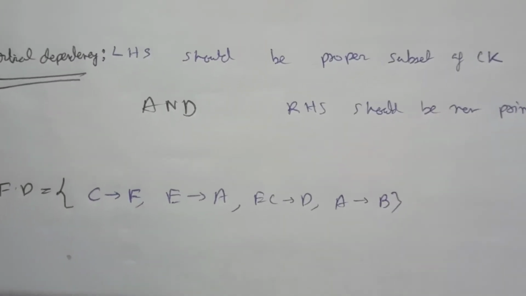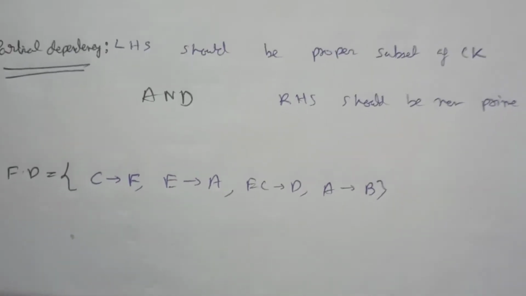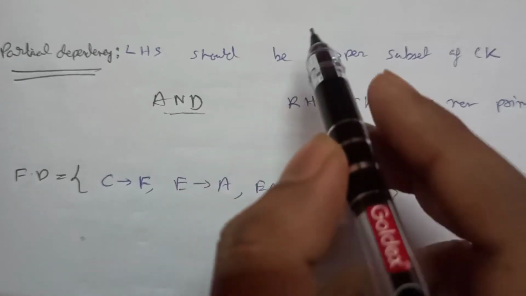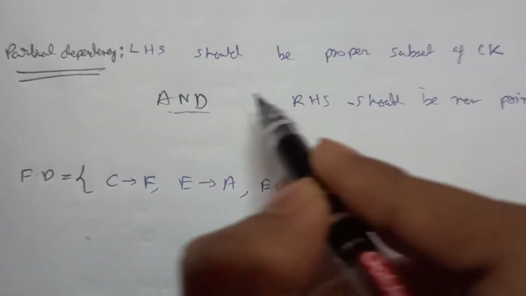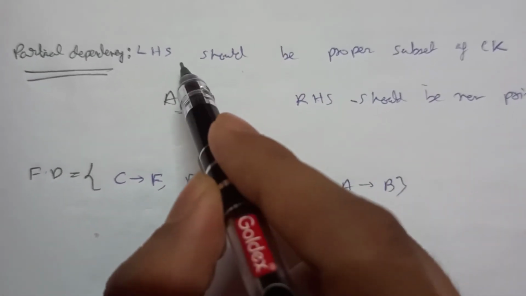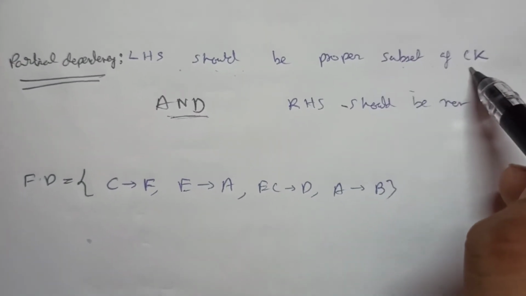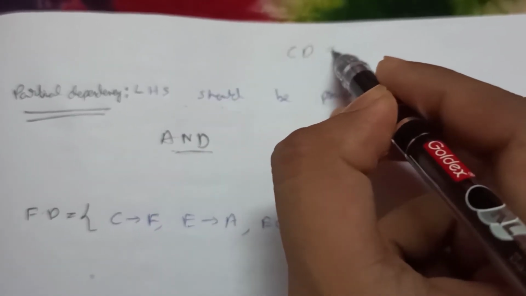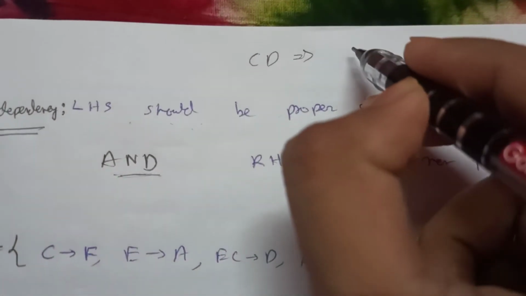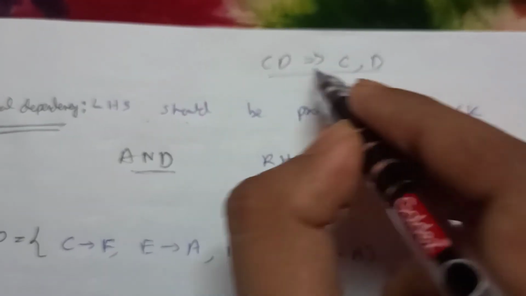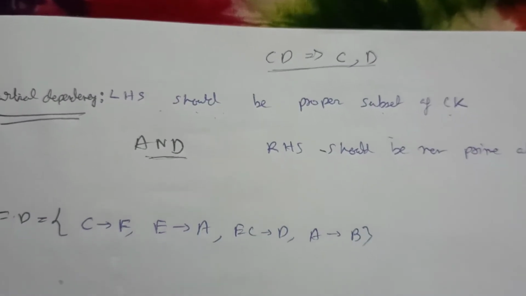So here is a condition, that is how to check whether a partial dependency exists or not. There is an AND operator in between, and there are two conditions on the left and right side of the AND operator. So let's see. The left hand side should be a proper subset of the candidate key. So what is a proper subset? Suppose CD is the candidate key, then the proper subsets of the candidate key will be C and D. Okay, so this is what a proper subset is known as.